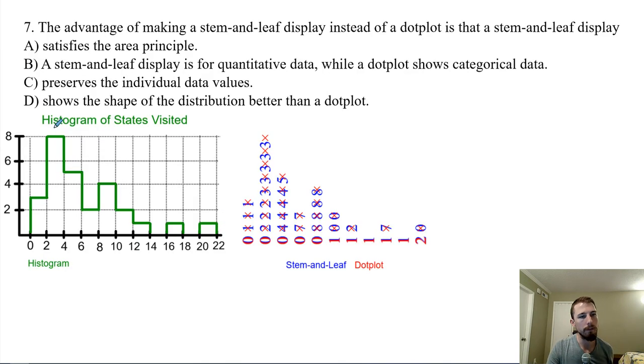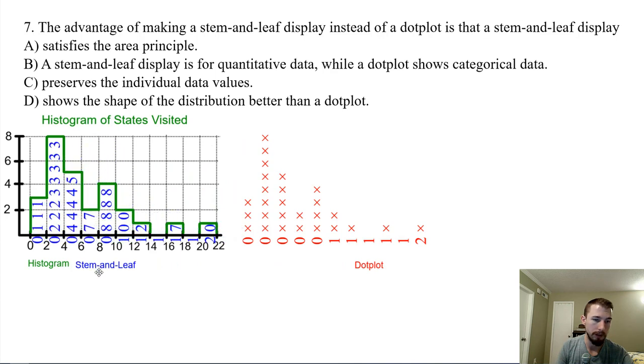All right, the advantage of making a stem and leaf plot instead of a dot plot is that a stem and leaf display what? All right, so here we have histograms of states visited, which shows us the distribution, the shape, which is nice when we have a large set of data because we don't want to see the actual data points when we have samples larger than 45. The stem and leaf plot, or display shows the exact same overall shape, right? But the difference is it shows the actual data because we have our stems and our leaves, so you can see how it breaks down in each one of the groups or the bins.